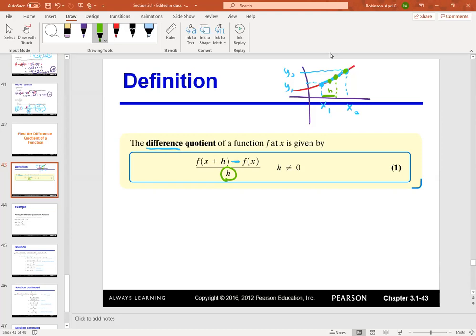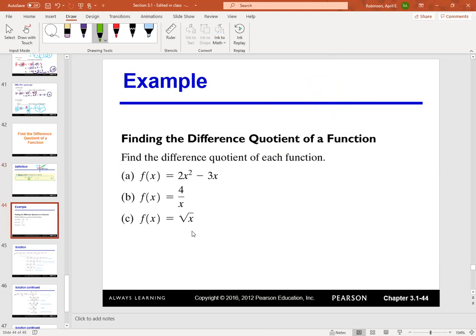So right now, you're just being introduced to the formula. You're going to mess around with the math and just practice it. But if you take a calculus class, you'll learn more about it there. So anyway, it says find the difference quotient of a function, and they want you to do it for all 3 of these.